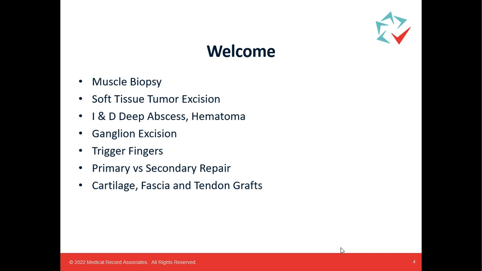We're going to talk about some soft tissue procedures, so think of those that are located in the musculoskeletal section of your CPT book. We'll start with muscle biopsies, and then we'll go over some soft tissue tumor excisions, so think lipomas for those. We'll talk about those deep INDs for the deep abscesses and hematomas. We'll go over ganglions and trigger fingers. Towards the end, we're going to talk about the definition between primary and secondary repair, and when it's appropriate to choose your code based on those definitions. And then we'll end with cartilage, fascia, and tendon grafting.